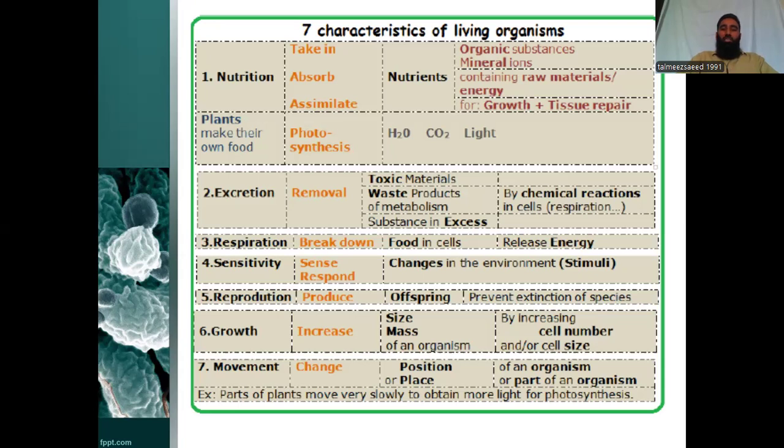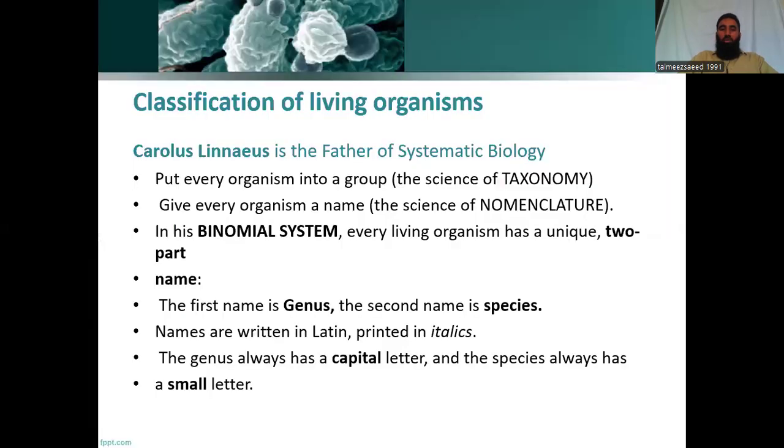Then the fifth characteristic of living organisms is reproduction. Reproduction is the production of new offspring or new progeny which an organism leaves. The sixth characteristic is growth. Growth is an irreversible increase in size due to an increase in cell number or cell size. The last characteristic is movement. Movement is the change in shape or position of an organism with respect to a reference point.